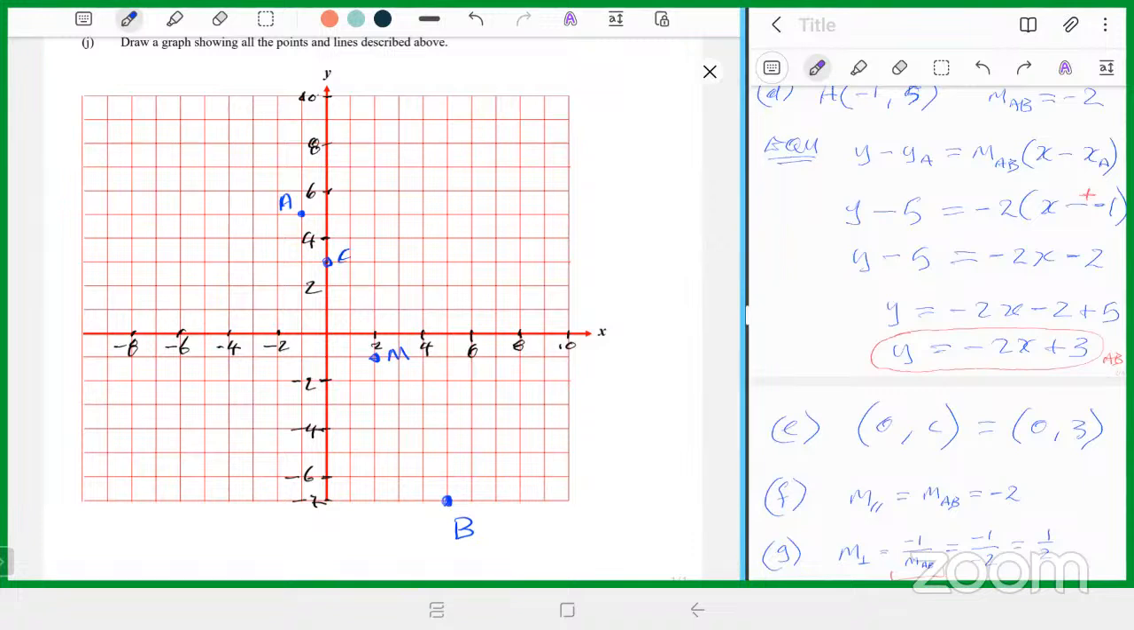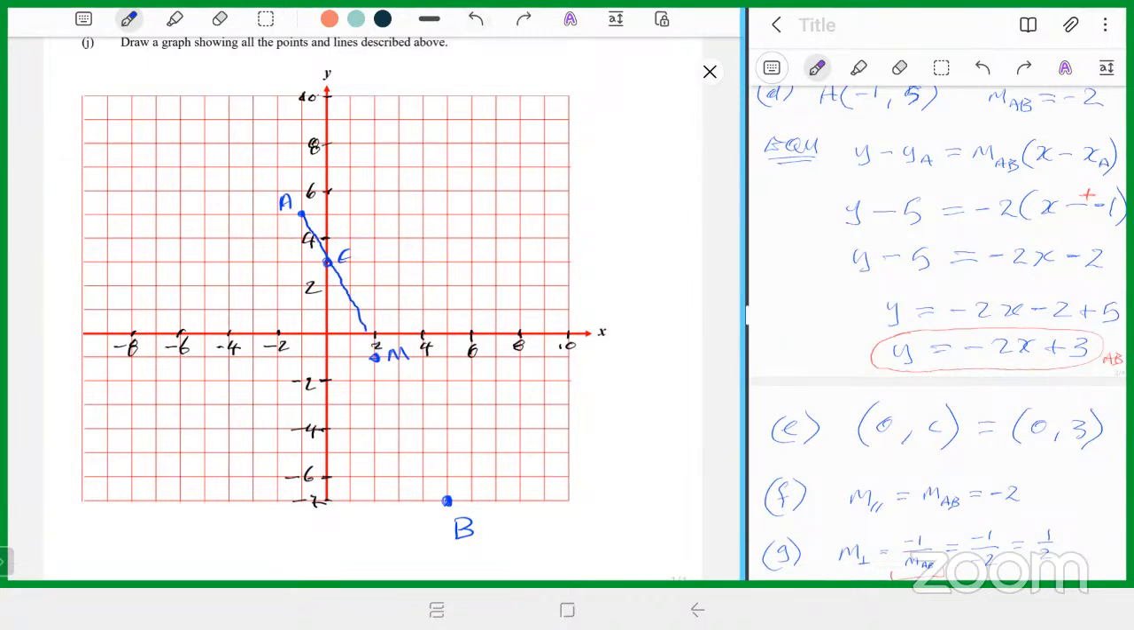And then the first line was the line AB, and AB is passing through all these points. That's the line AB now. I don't have a ruler to draw it, but you have to bear with me. You should use your ruler and draw it. But the straight line through all these points is your line AB.